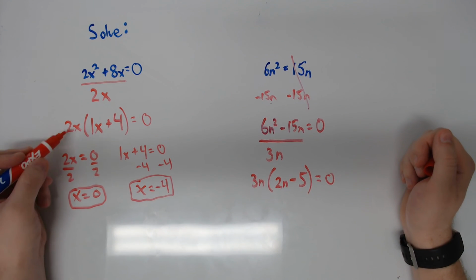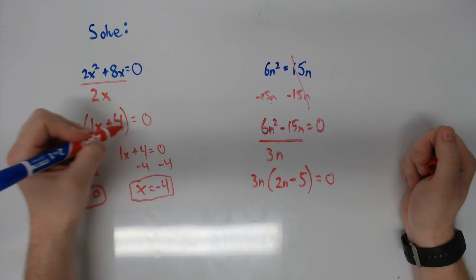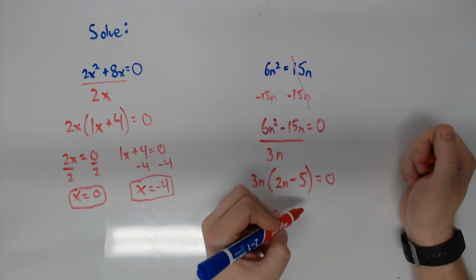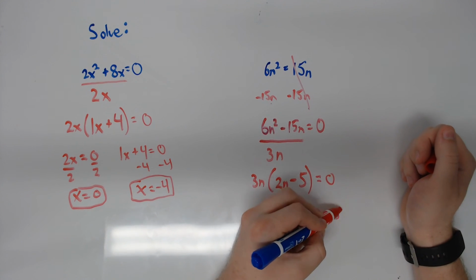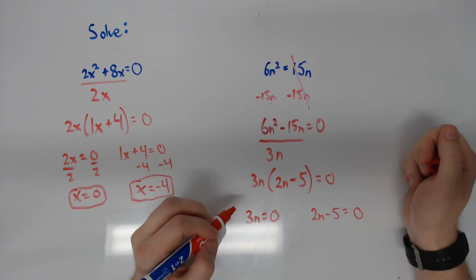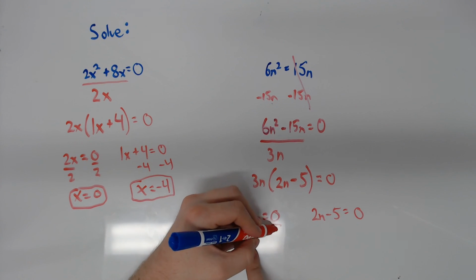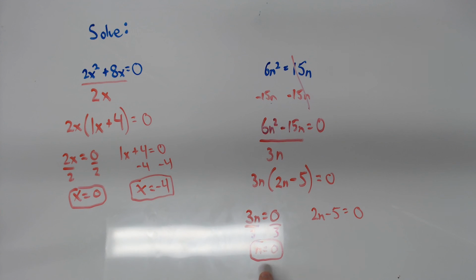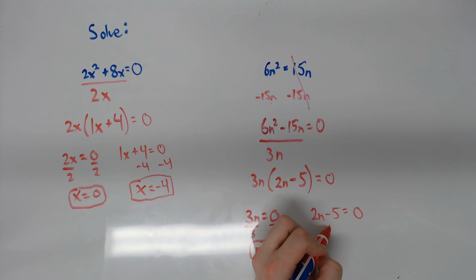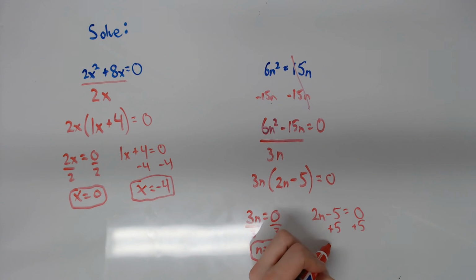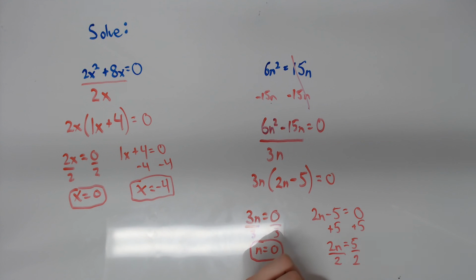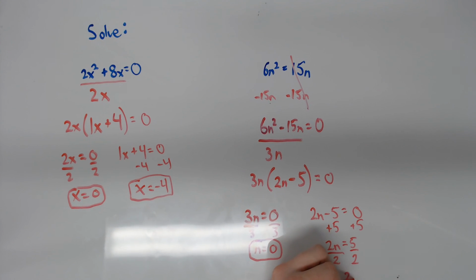Now we have our factored form, so we repeat this process. We want to find when each expression can be 0. Each of those should be a solution. Divide by 3, I get n equals 0. Again, if I just did normal algebra steps, I would have missed that solution. I would have only had half my answer. Then over here, add 5, divide by 2, and I get 2.5, or 5 halves.